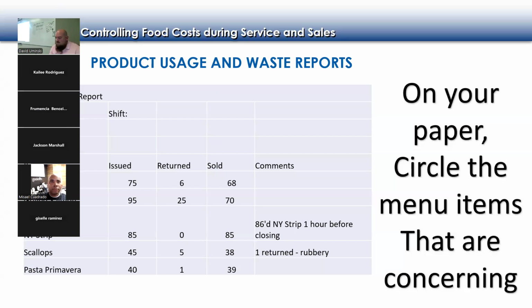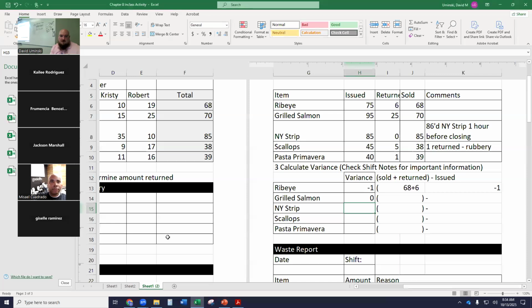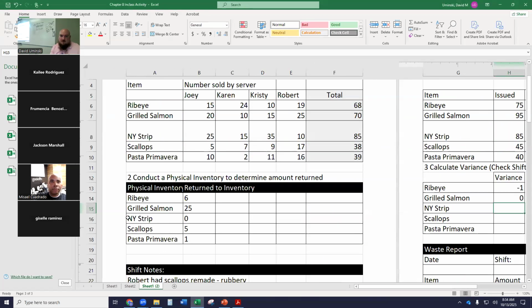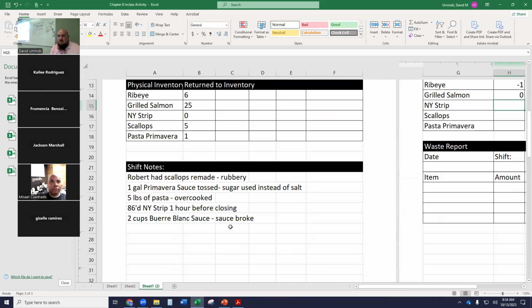All right, who had the remade scallops as their number 1 most concerning? Anybody online had the remade scallops as your most concerning? Okay. What about the pasta primavera, the 1 gallon of primavera sauce where sugar was used instead of salt? Who had that as your number 1 most concerning? Okay. I had that as mine.